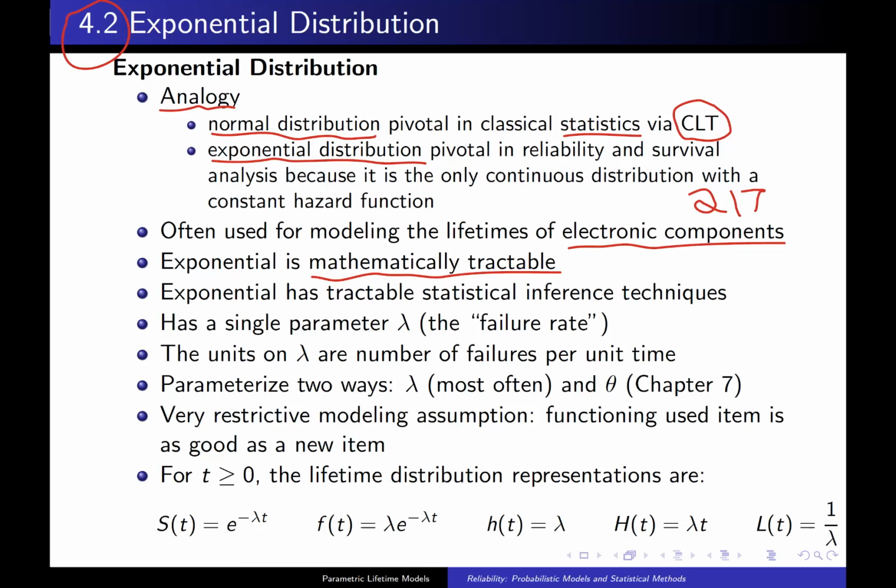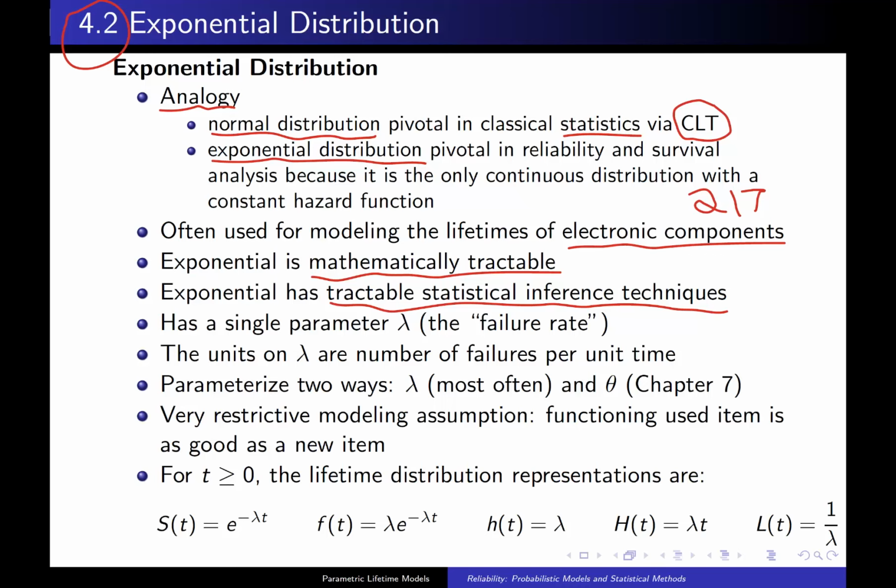In addition, the exponential distribution has statistical inference techniques which are particularly tractable. So it is very easy to fit an exponential distribution to a lifetime data set.